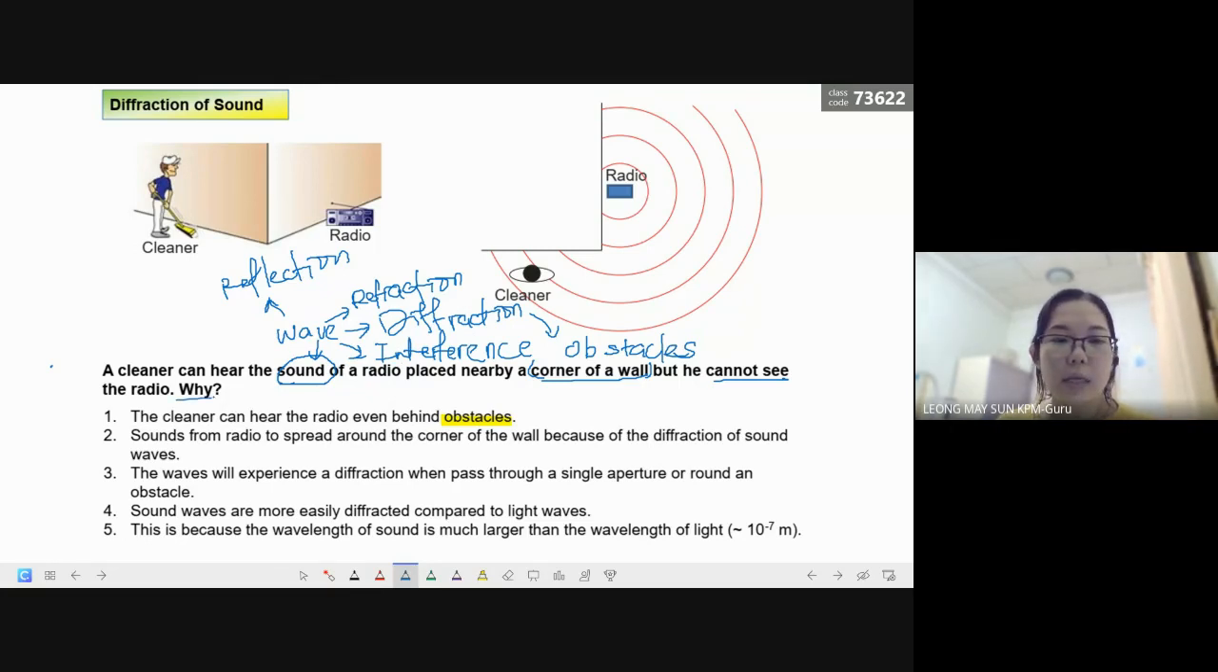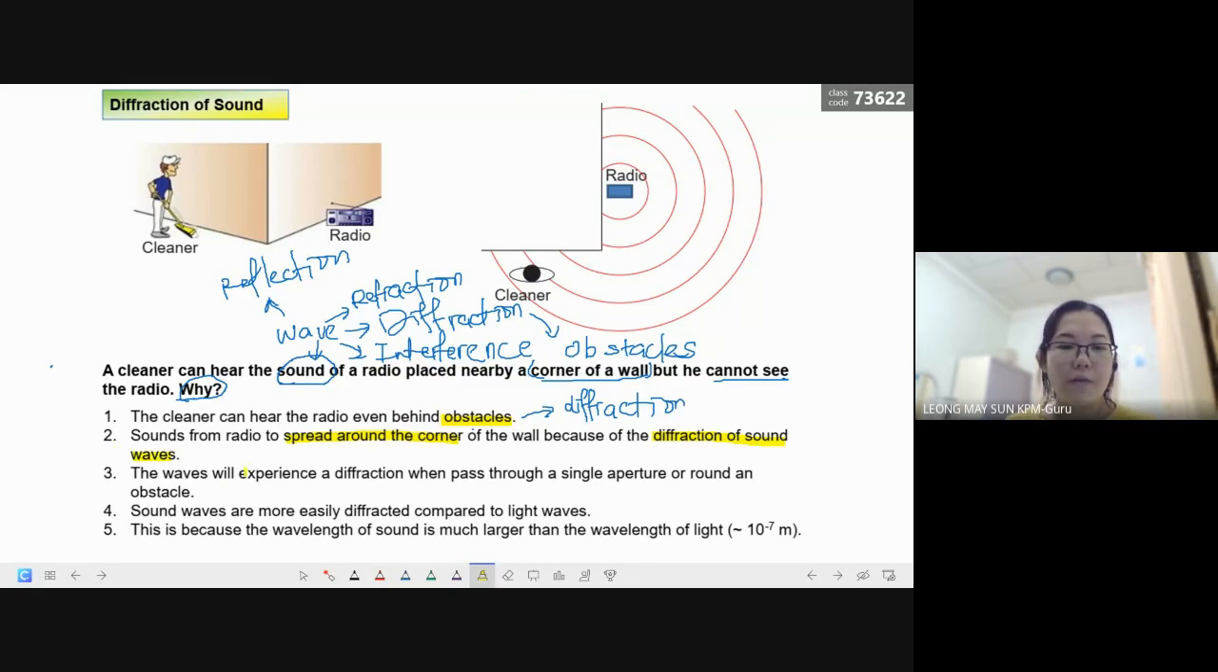Now, the question asks us why. This is normally a 4 to 5 marks question in application. The explanation here is the cleaner can hear the radio even behind obstacle. Obstacle is giving the cue that this is diffraction, which means we have to mention the word diffraction of sound wave inside the answer. So the sound from the radio spreads around the corner of the wall because of diffraction of sound wave.